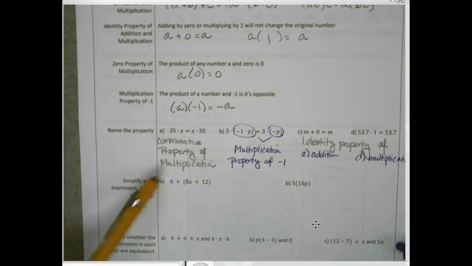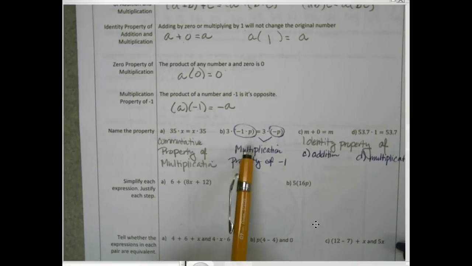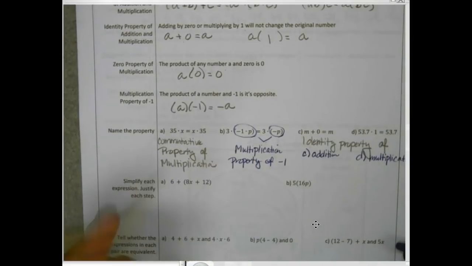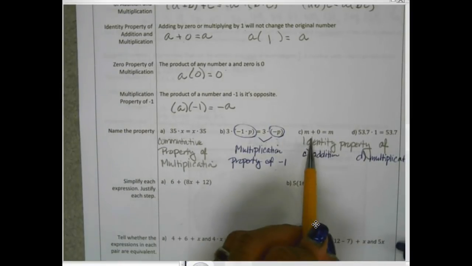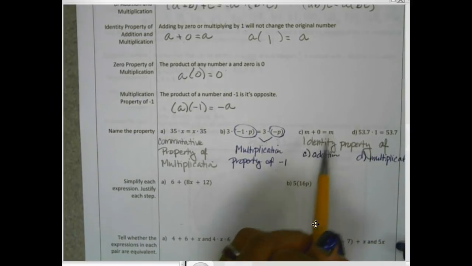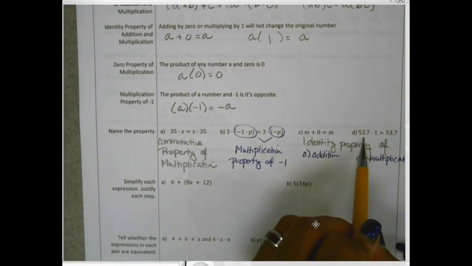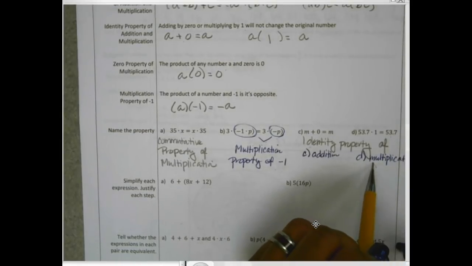Okie dokie. So for the first one, commutative property of multiplication, because all we did was switch the order here and here. Part B, multiplication property of -1. Some people will see parentheses and automatically go with associative property. Not you guys, don't fall for it. All I did was change from here to here. And then for C and D, they're kind of the same. Identity property, because I started with M, ended with N. But for C, it's identity property of addition. For D, I started with 53.7 and I ended with 53.7. So that's the identity property of multiplication.